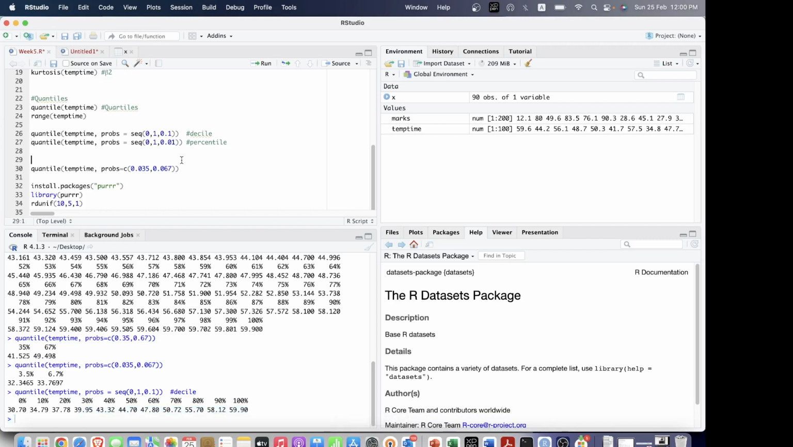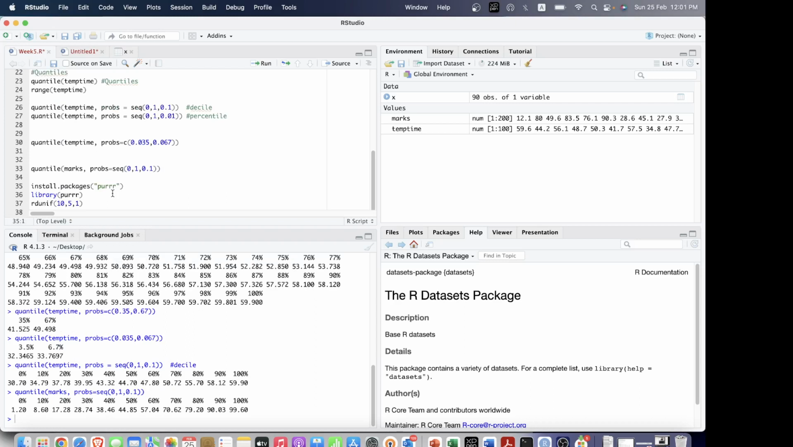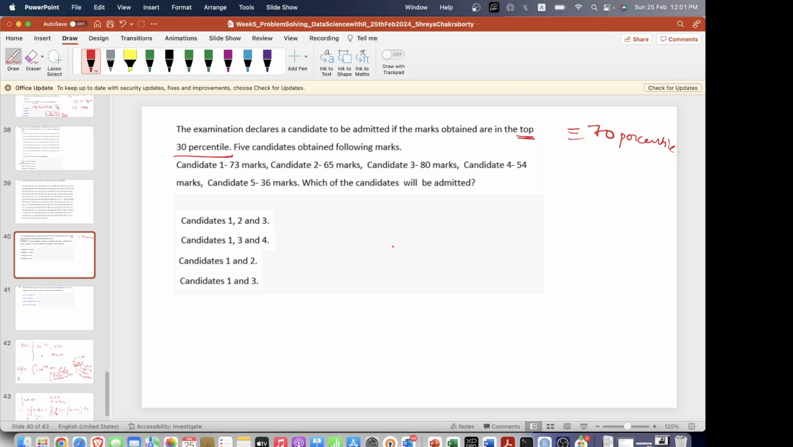So I've already entered the marks data set. If I write quantile marks, probs equal to, since this is decile, I don't have much problem. So the 70th percentile is 70.62. So here I have to write that the 70th percentile is nothing but 70.62.